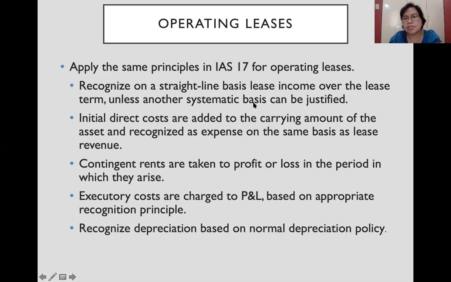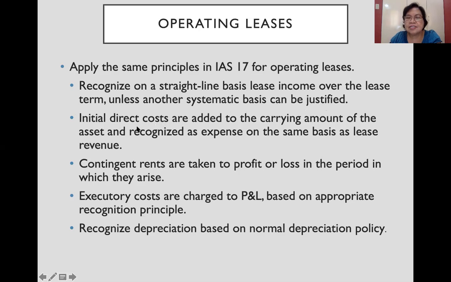So if this systematic basis is used by the lessor to recognize the rental income, then you have to explain in the notes to the financial statement such justification. So we have here initial direct costs. So initial direct costs may be incurred by the lessor or they may be incurred by the lessee. So if this is incurred by the lessor, then such initial direct costs are capitalized as part of the carrying value of the lease asset.